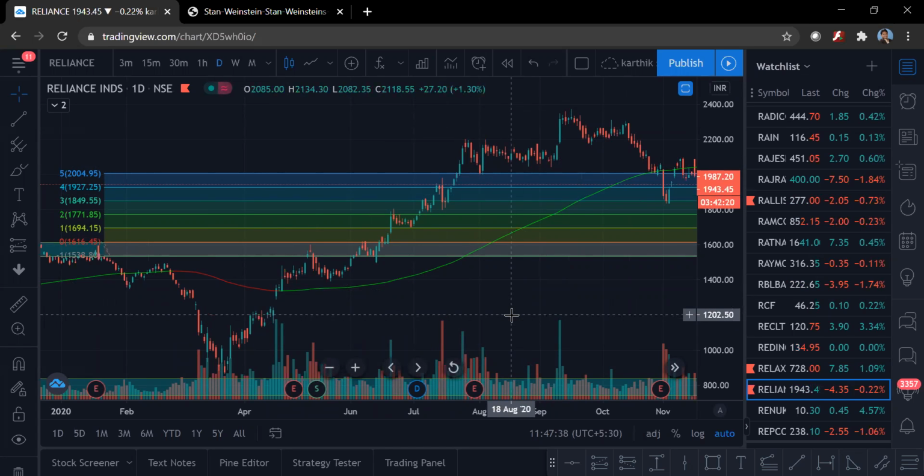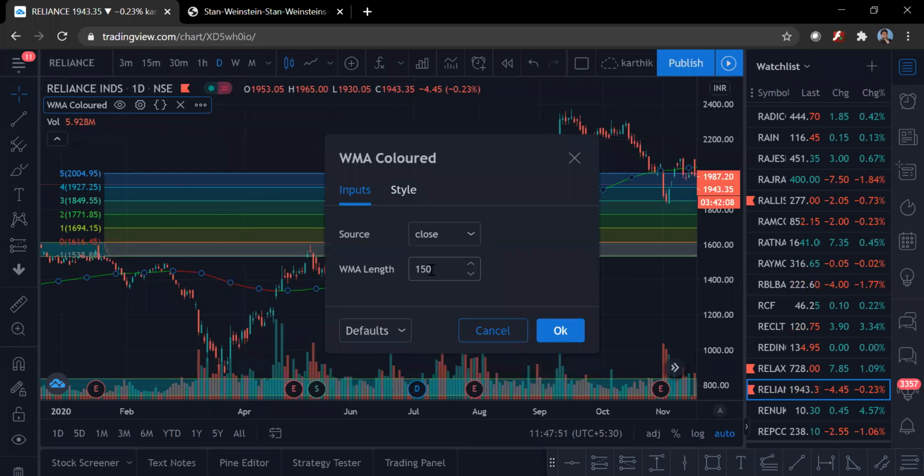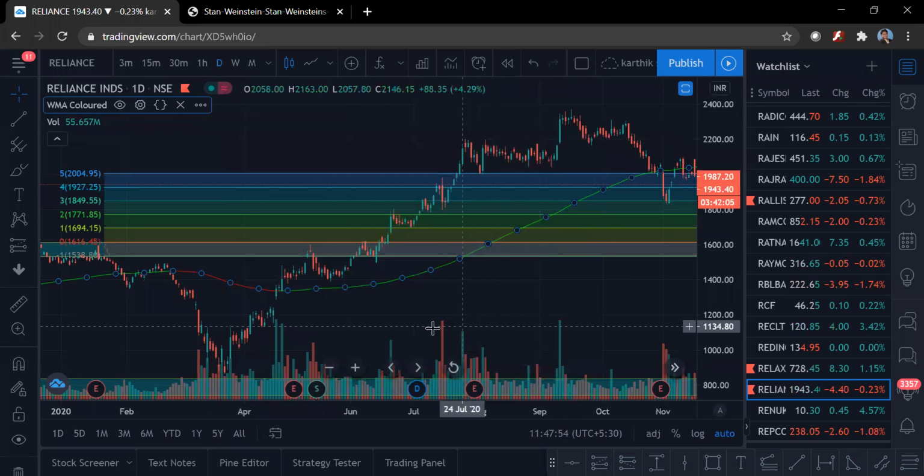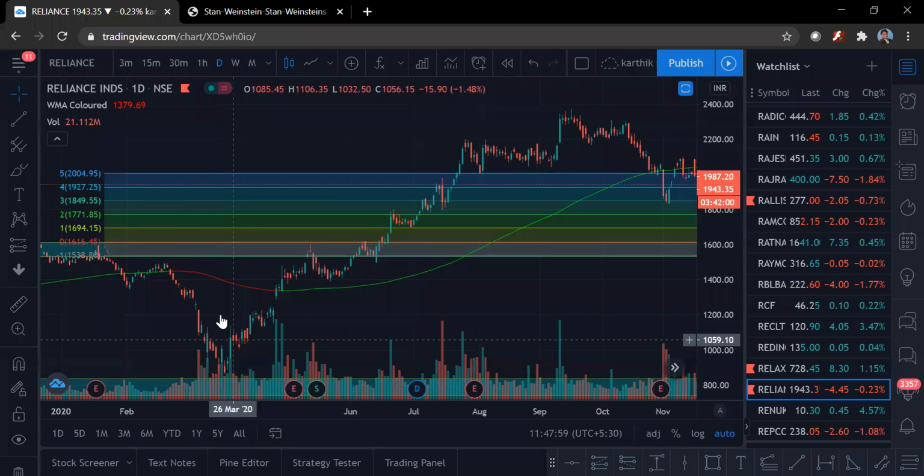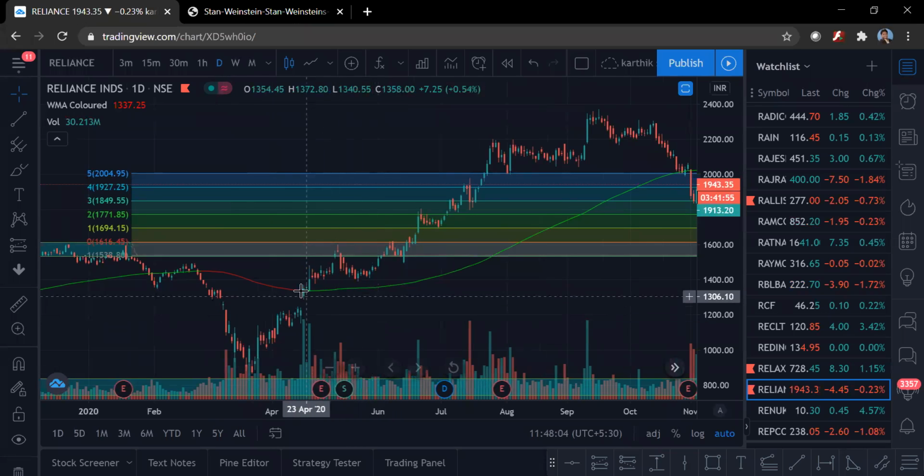What we basically spoke about right now was the indicator that I'm using on my screen. It is this one, the 150 days weighted moving average. It turns green when the stock is above it, and it turns red when the stock is below it. You can find this on TradingView. We only try to enter the stocks that are above this. And that too, previously the stock must have been in a sideways movement or a downward movement.